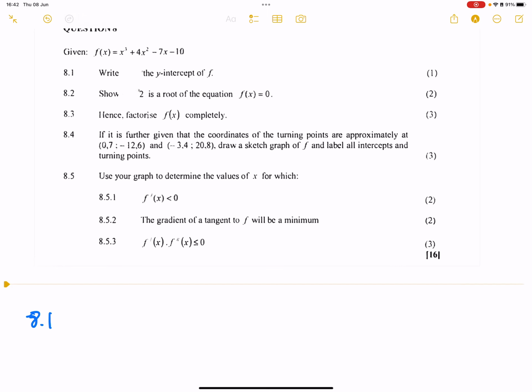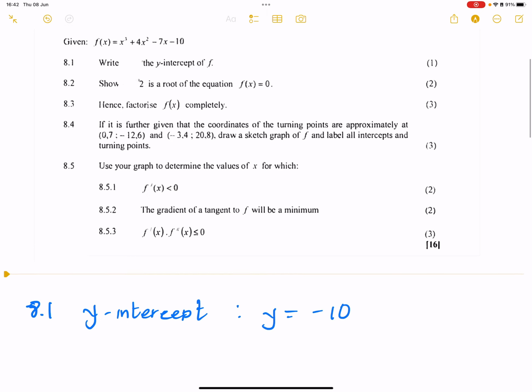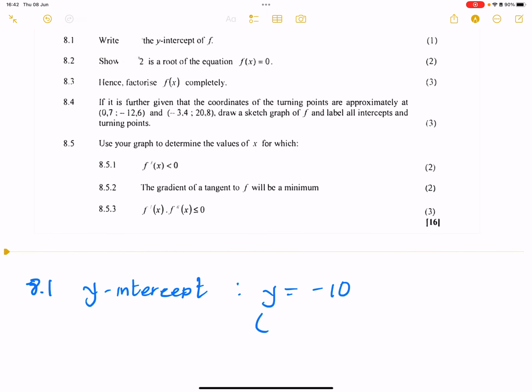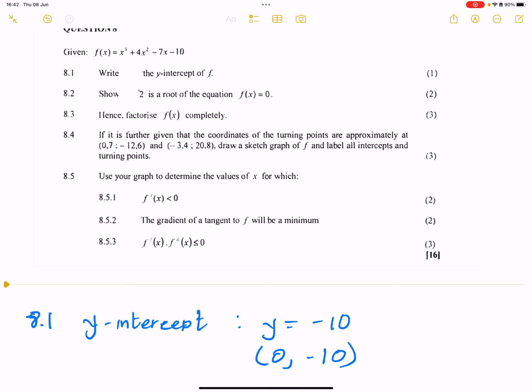So our y-intercept will be y is equal to negative 10. You can actually say that the coordinate of the y-intercept is (0, negative 10). That's not what they asked for, but I'm just showing you. Then they say show that 2 is a root of the equation of f of x. I like it when they do this because they're actually giving you one of the roots.